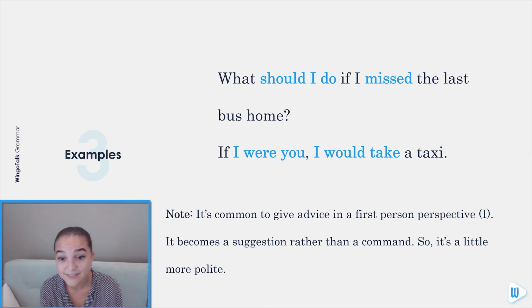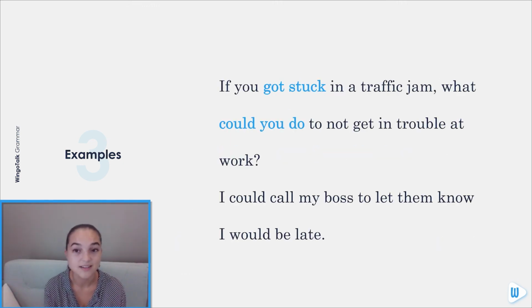It's common to give advice in first-person perspective. I. It becomes a suggestion rather than a command, so it's a little more polite. If you got stuck in a traffic jam, what could you do to not get in trouble at work? I could call my boss to tell them that I would be late.